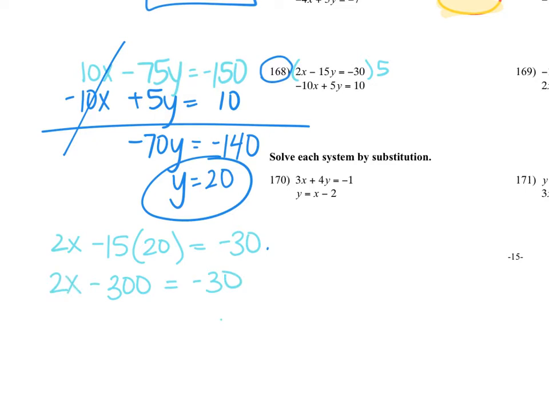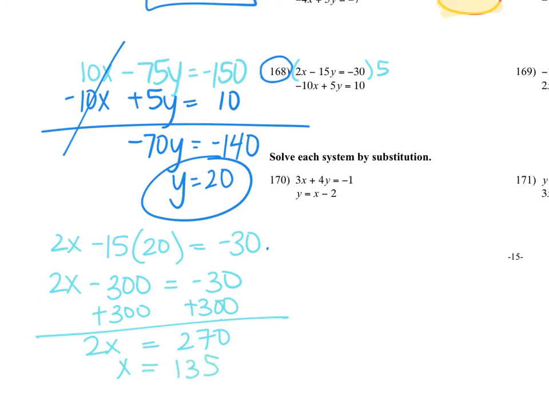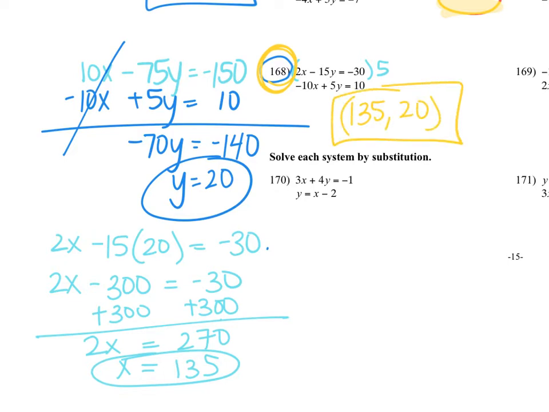So now I'm going to move my 300 over. So 2x equals 270, and so x equals 135. And if you want to put it in coordinate notation, your answer for number 168 would be 135, comma, 20. And that would be your answer.